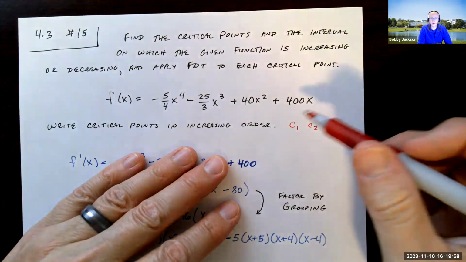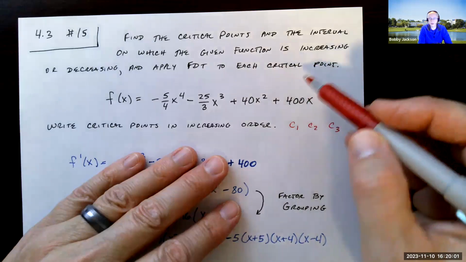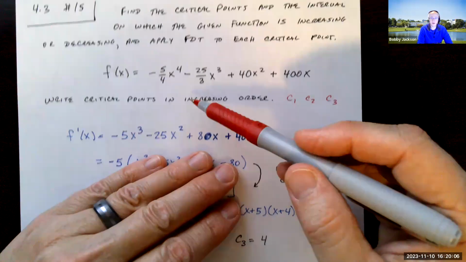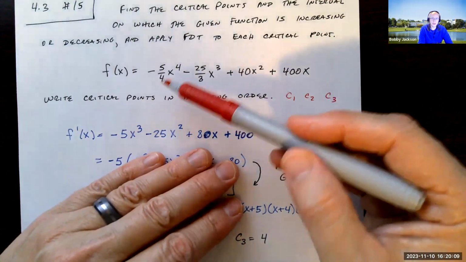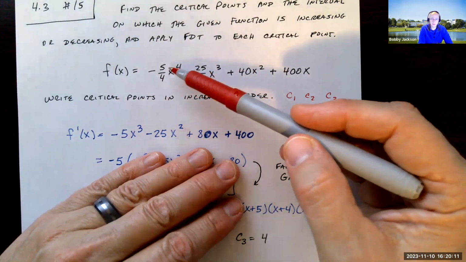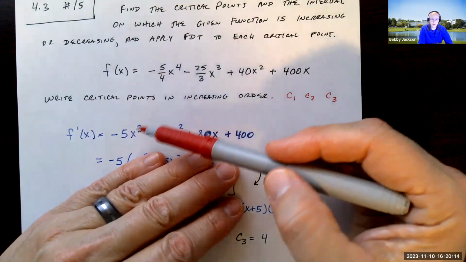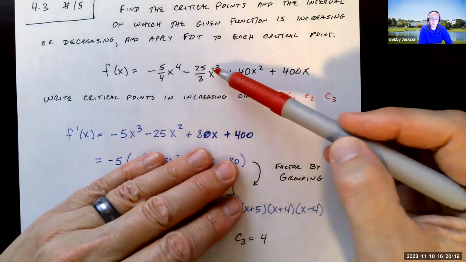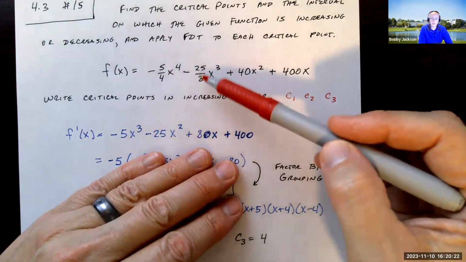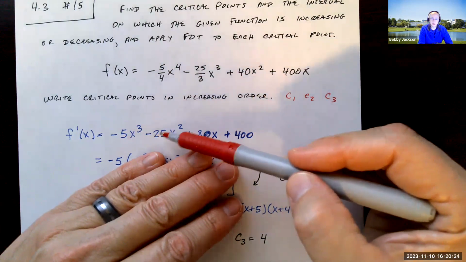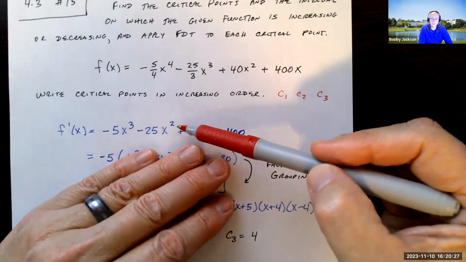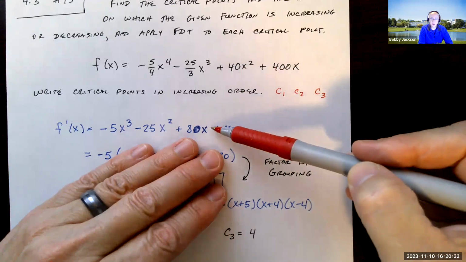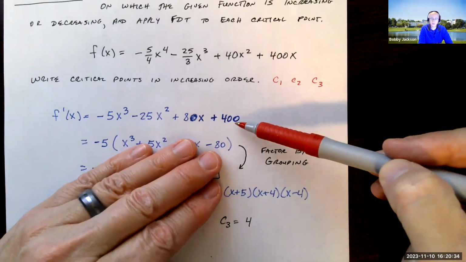critical point. Okay. And these are the x values themselves, right? The x values are what we're talking about. So first we take the derivative. Hopefully this is pretty easy by the power rule. X to the fourth, I bring the 4 down, times a negative 5/4 gives me -5. Subtract 1 from 4 gives me x cubed. Bring the 3 down, 25 thirds times 3 is 25. -25, subtract 1 from 3, I get 2. Bring the 2 down, 80x, subtract 1 to the first power, and the derivative of 400x is 400.